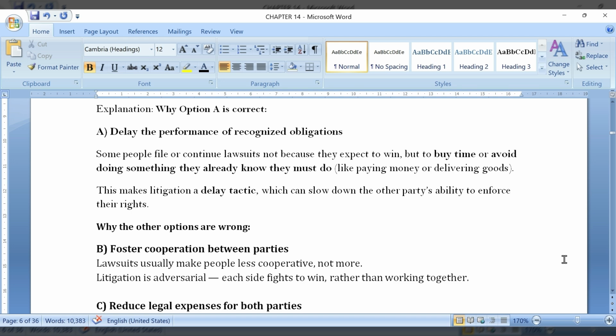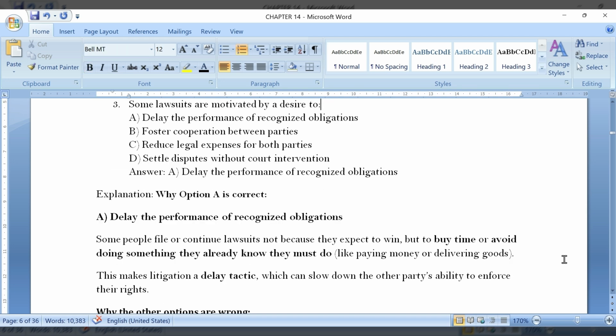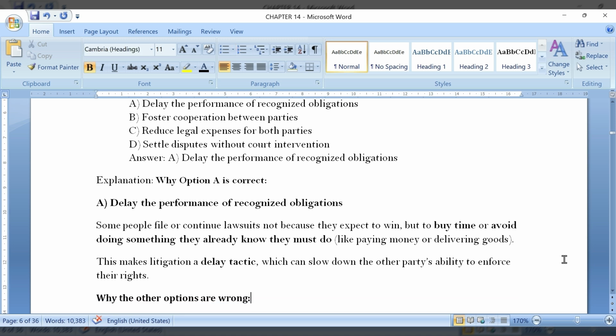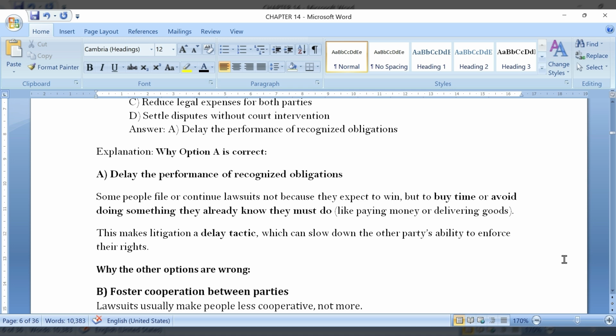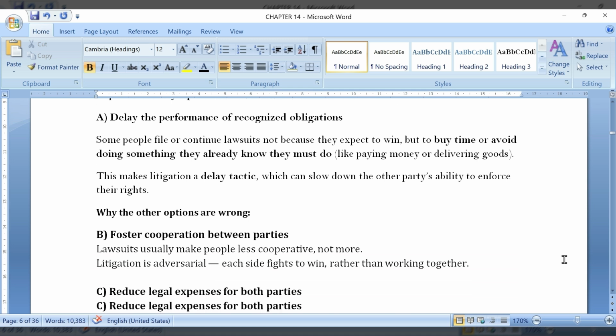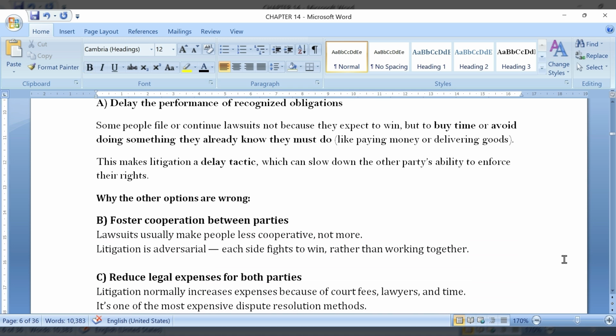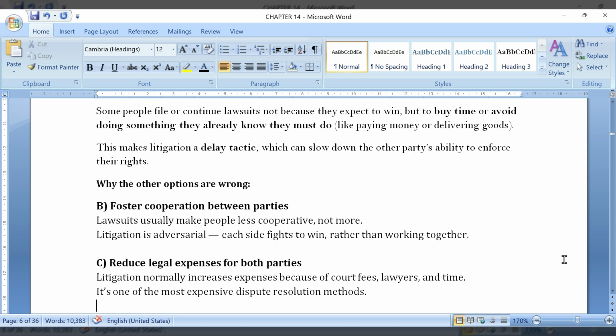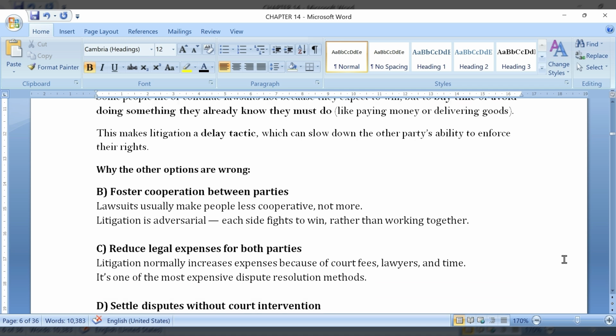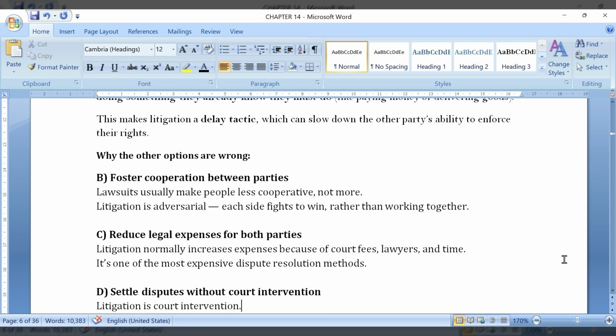Why the other options are wrong. B. Foster cooperation between parties. Lawsuits usually make people less cooperative, not more. Litigation is adversarial, each side fights to win, rather than working together. C. Reduce legal expenses for both parties. Litigation normally increases expenses because of court fees, lawyers, and time. It's one of the most expensive dispute resolution methods.